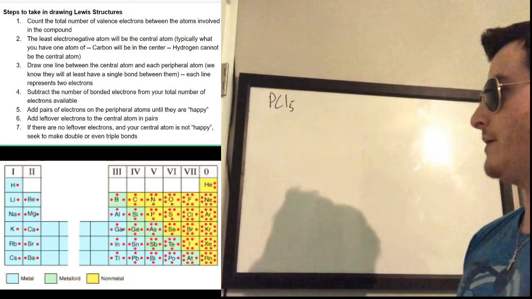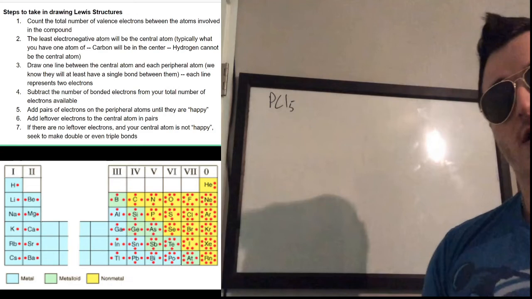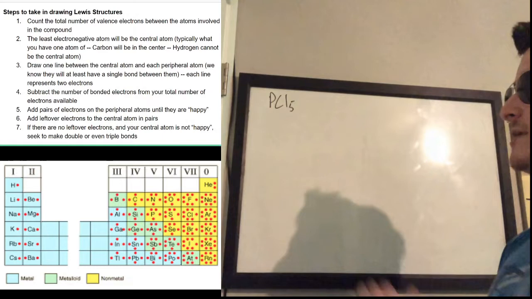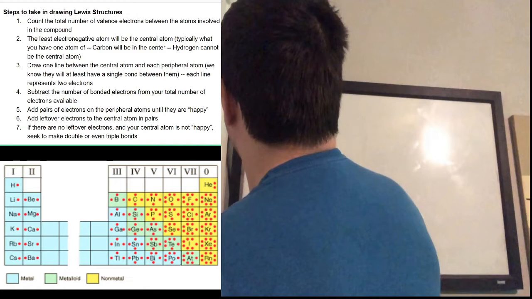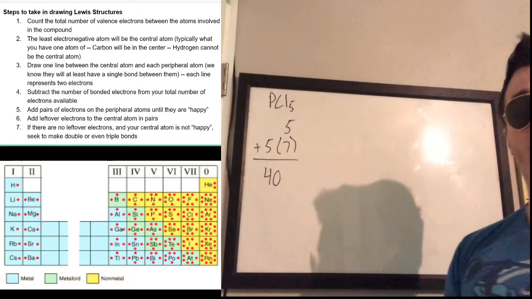Looking at it, we can tell that phosphorus is going to go in the middle because I only have one copy of that. It is also the lesser of electronegativity values between these two atoms. But first, we're going to add up all of our electrons. Phosphorus is going to give me 5, and each of my 5 chlorines are going to give me 7. So I add that all up, and I get 40, which is more than we've utilized in our drawings in the past. No problem, doesn't actually change anything here.